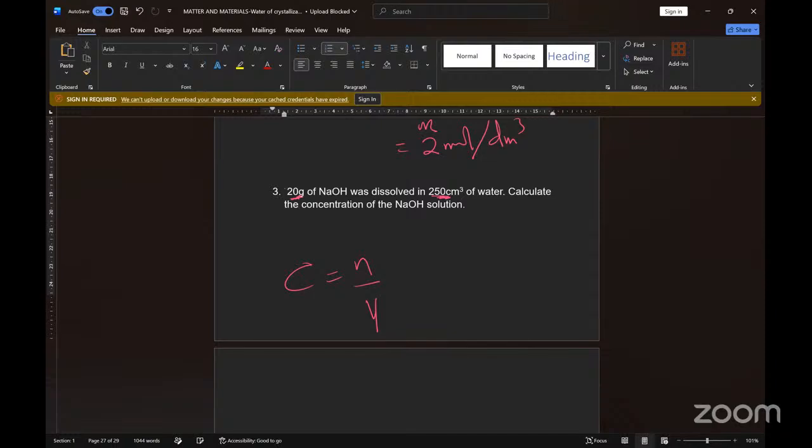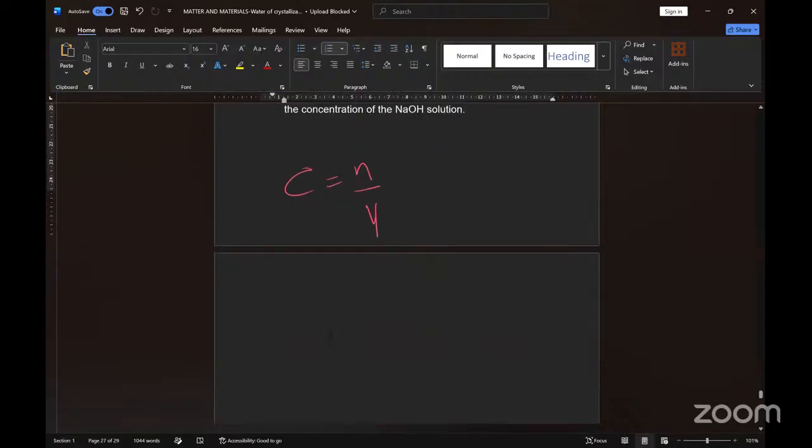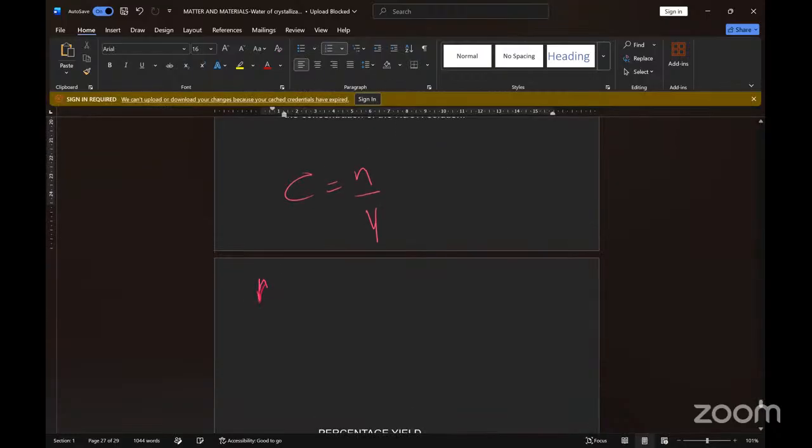To change mass to number of moles, you go back to what we did previously. We said number of moles is equal to mass over molar mass. Or perhaps let me put it this way so that it's more scientific and you don't get confused. The number of moles of sodium hydroxide is equal to the mass of sodium hydroxide divided by the molar mass of sodium hydroxide. The mass here is 20.